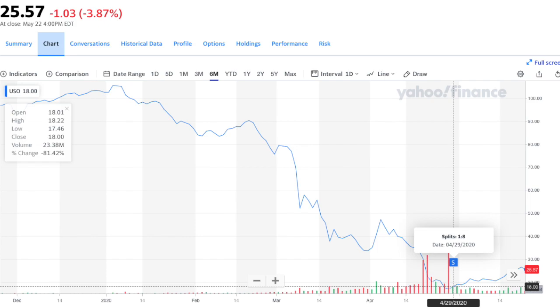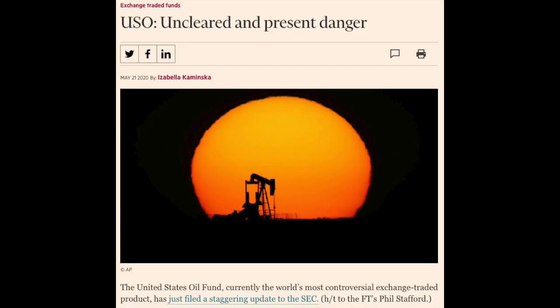They all invested in this fund because they all knew that oil prices were not sustainable at around 10, 15, not even $20 per barrel. Right now, oil prices are going at around $35 per barrel. In the long run, this is still not sustainable. So this fund had the potential to go even higher than this. Until the news that USO has just filed a crazy update to the SEC came out.